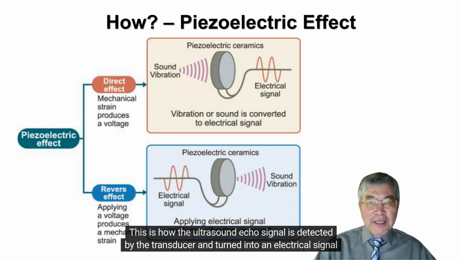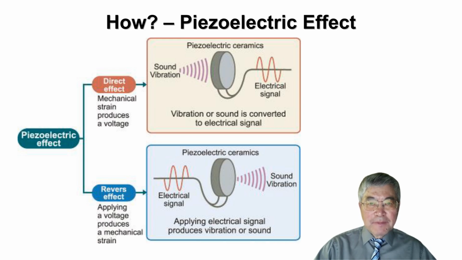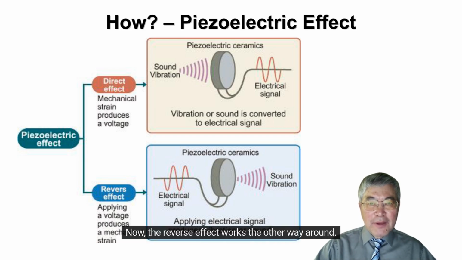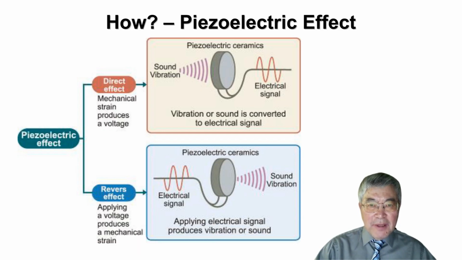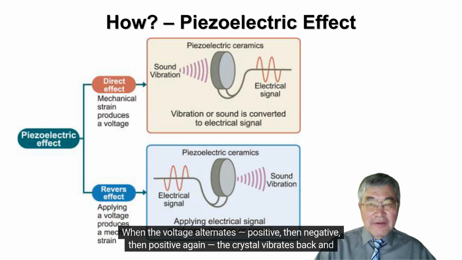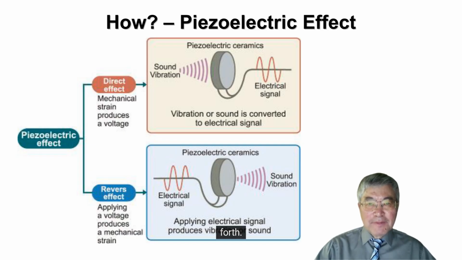This is how the ultrasound echo signal is detected by the transducer and turned into an electrical signal for processing. Now, the reverse effect works the other way around. When we apply a voltage across the piezoelectric crystal, it causes the crystal to deform, to change shape. When the voltage alternates, positive then negative, then positive again, the crystal vibrates back and forth.